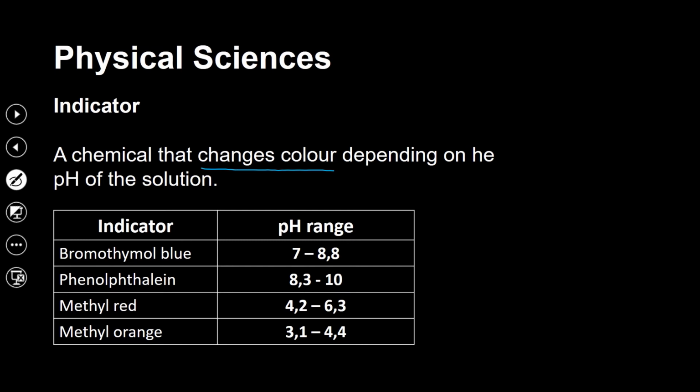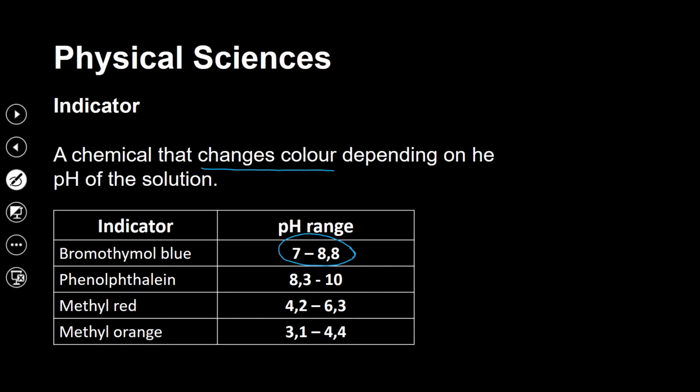There are different types of them. We've got bromothymol blue, whose color change is between pH 7 and 8.8. This is the one that we would choose, for argument's sake, if you are reacting a strong acid and a strong base. We'll talk about strength at a later stage. There's also phenolphthalein, between 8.3 and 10. Those are the pH values. We also have methyl red as well as methyl orange.